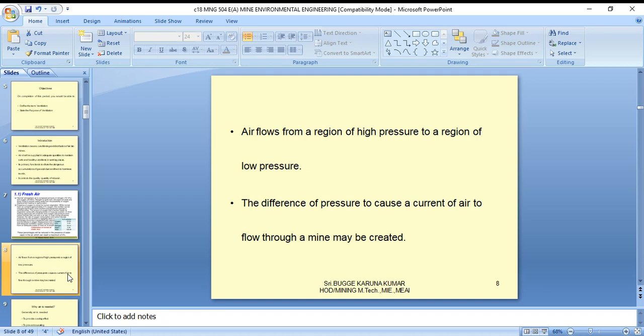You feel suffocation when the air is not coming to this level. If you create a low pressure here, air automatically comes from high pressure to low pressure. So a difference in pressure to cause a current of air to flow through the mine may be created. This is the basic principle of air flowing from one place to another.